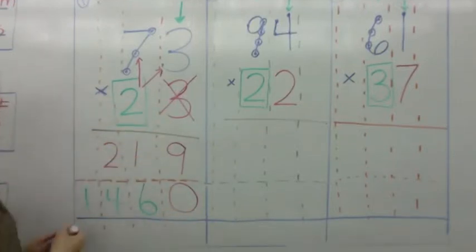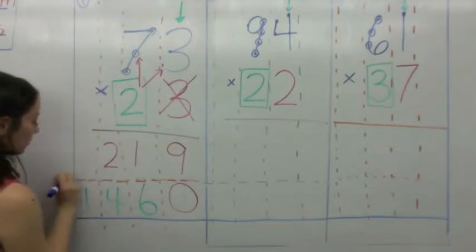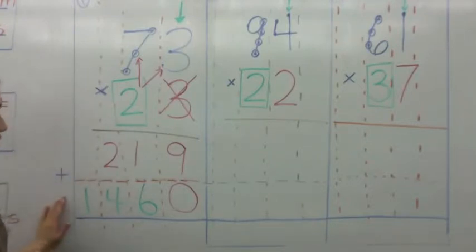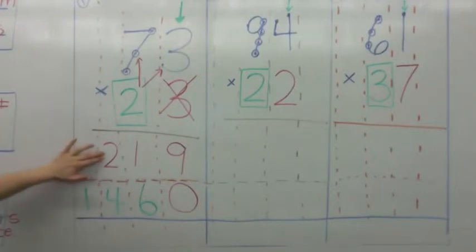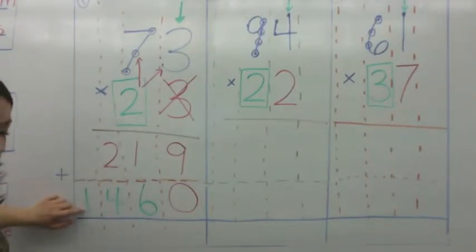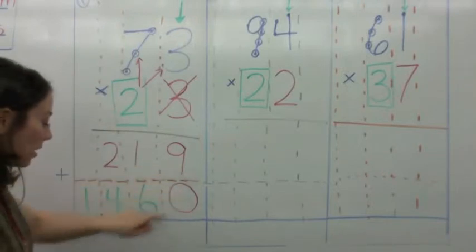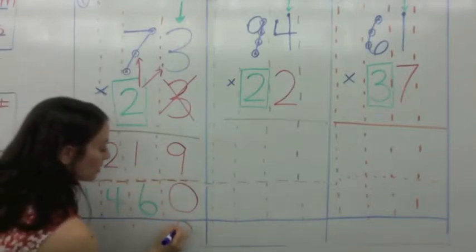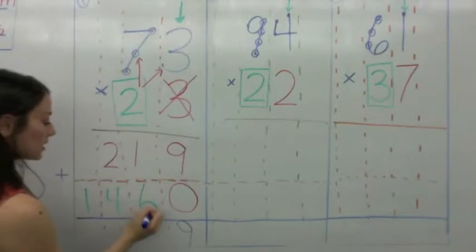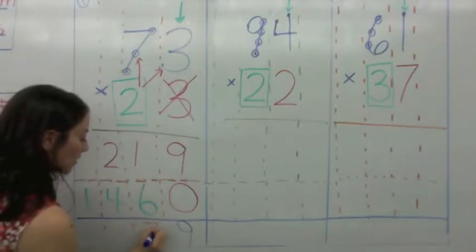The last step, of course, which I forgot to put, this would be step 4, is that you actually have to add 219 and 1,460 together. So now we're doing addition. 9 plus 0 is what? 9 plus 0 is 9. Then 1 plus 6 is 7.